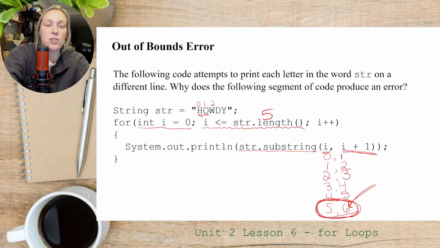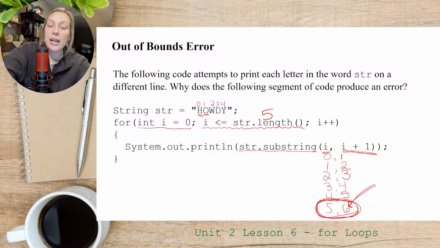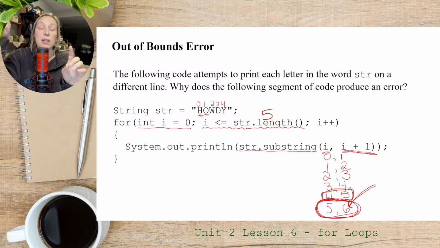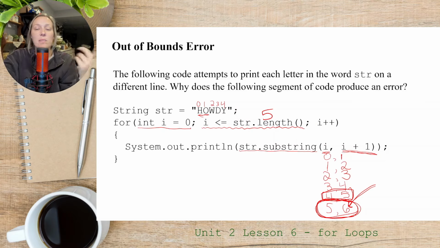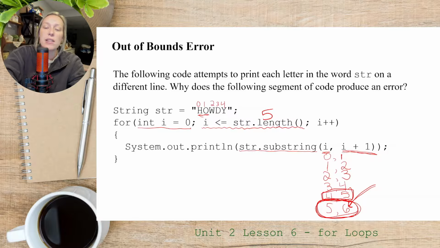0, 1, 2, 3, 4. But here, there's no error because of the way substring works. It goes up to 5, but not including 5. And because it doesn't include 5, this code right here, 4, comma 5, does work. It'll print off the Y.